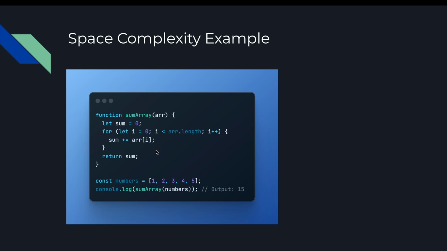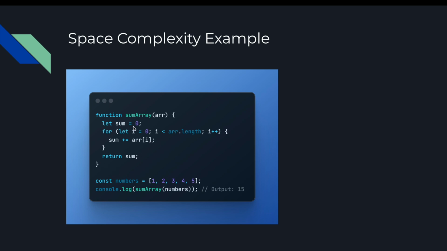In this example, we are trying to calculate the sum of all the numbers present in an array. We are trying to take array as an input and we are running a loop over all the elements of that array and trying to add them one by one into our variable called sum. After iterating over every element of that array, we are returning the final sum. Now let's try to calculate the space complexity of this program.